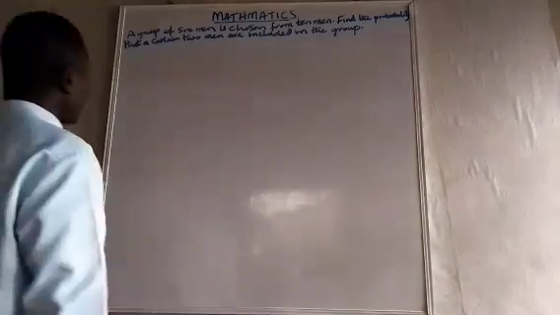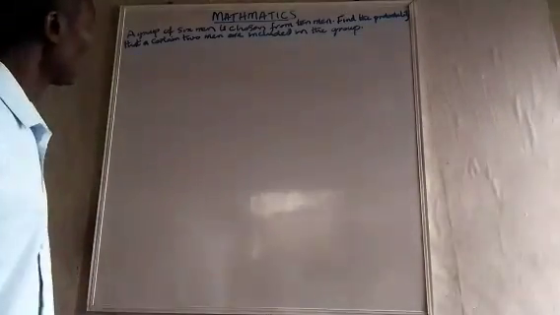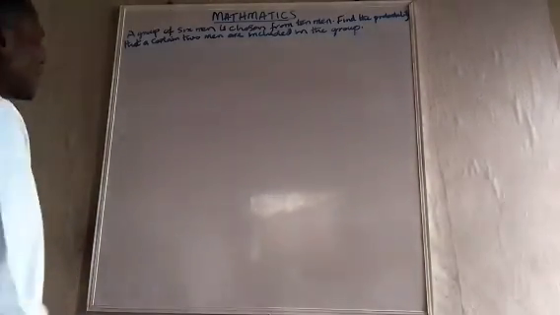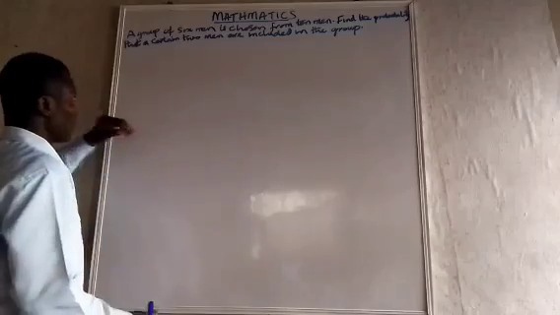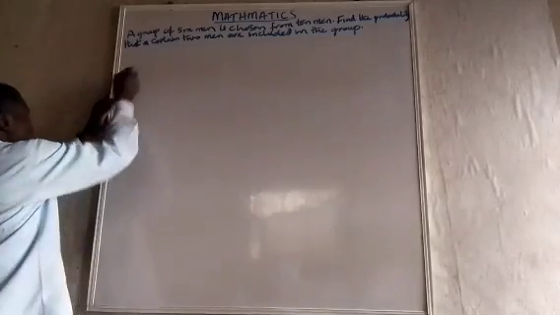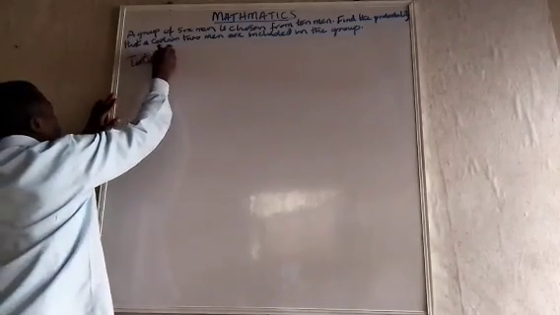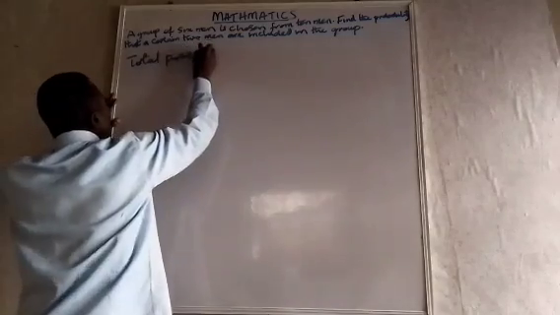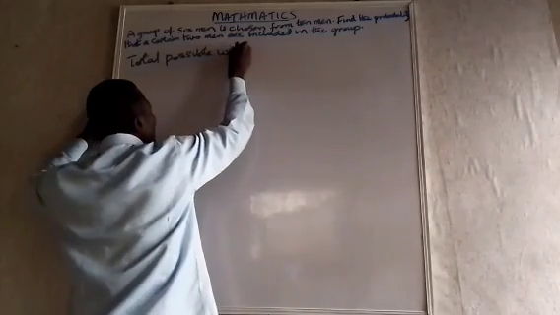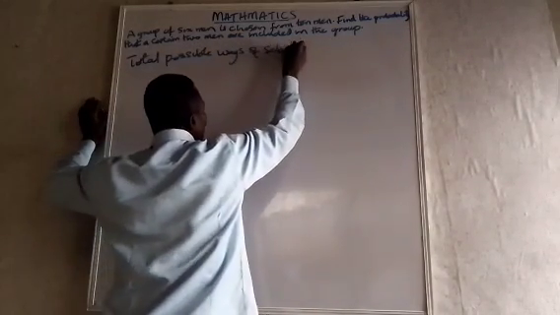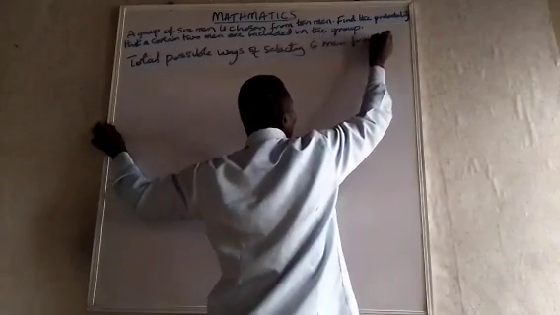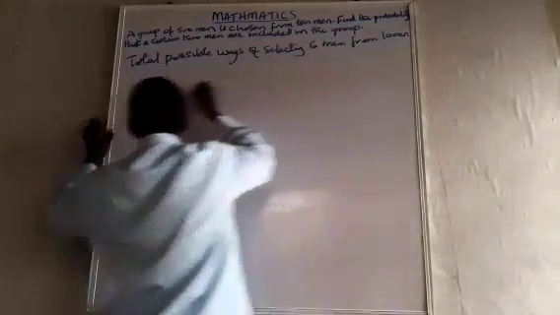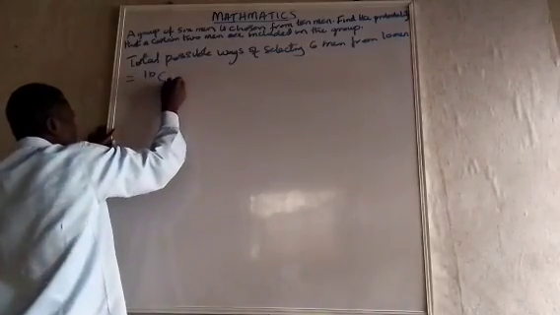Now here, a group of 6 men is chosen from 10 men. Find the probability that a certain 2 men are included in the group. Now, what is the total possible selection of 6 from 10? So total possible ways of selecting 6 men from 10 men is equal to 10C6.